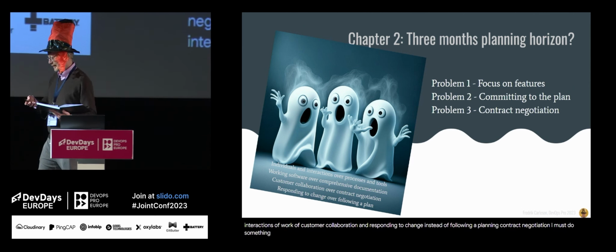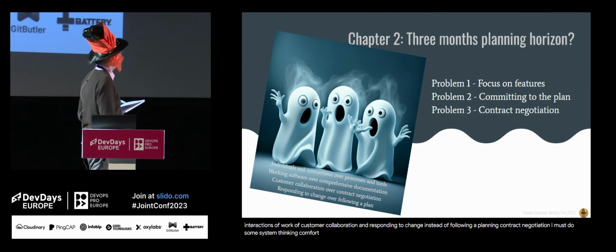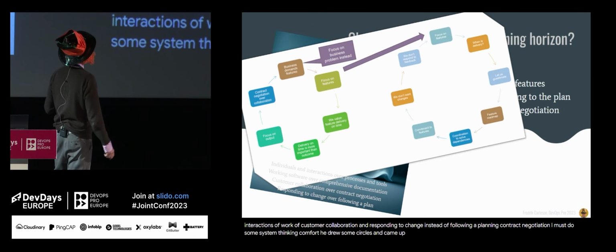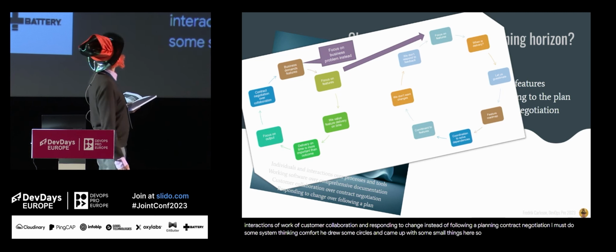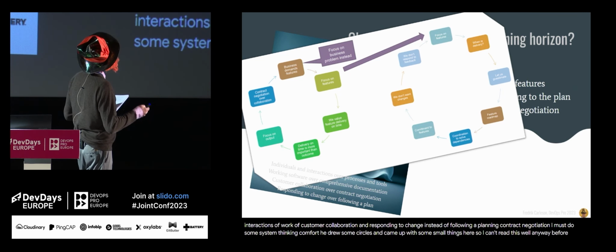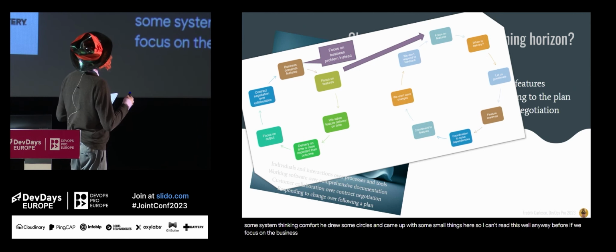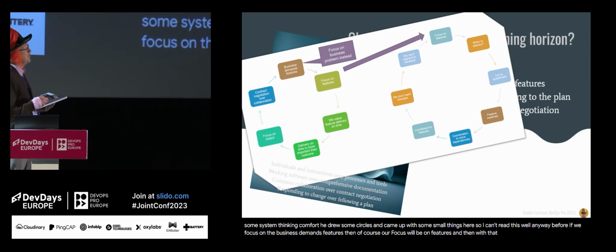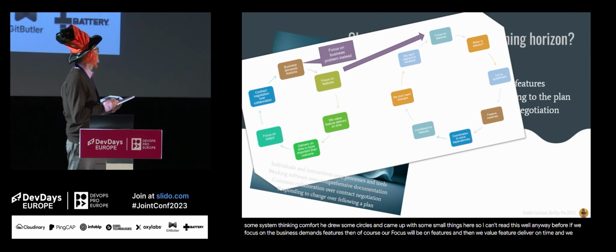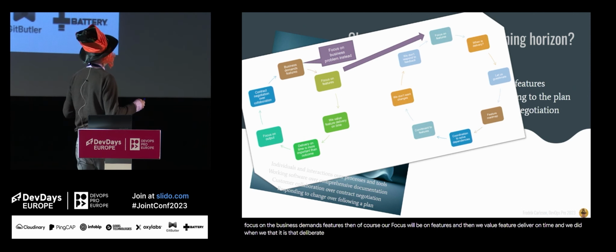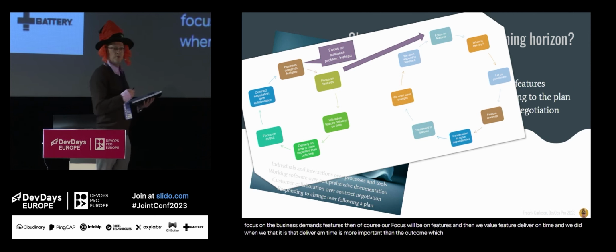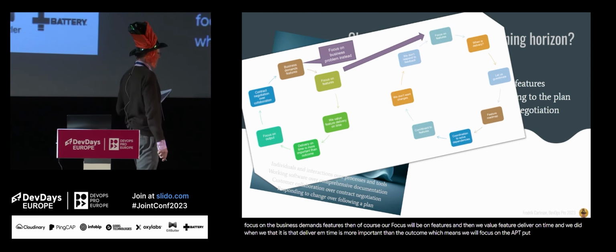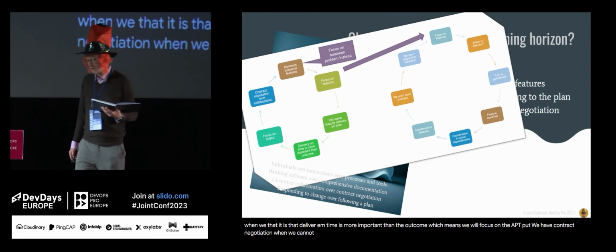I must do some system thinking, John thought. He drew some circles and came up with some small things here. Oh, I can't read this. Well, anyway, he thought, if we focus on the business demands features, then of course our focus would be on the features, and then we value feature delivery on time, and when we value this, then delivery on time is more important than the outcome, which means we'll focus on the output. And that means in the end that we have contract negotiation when we cannot deliver what we promised.